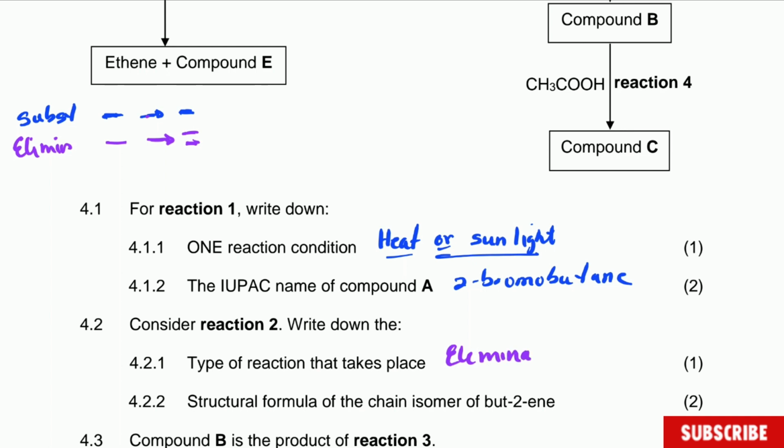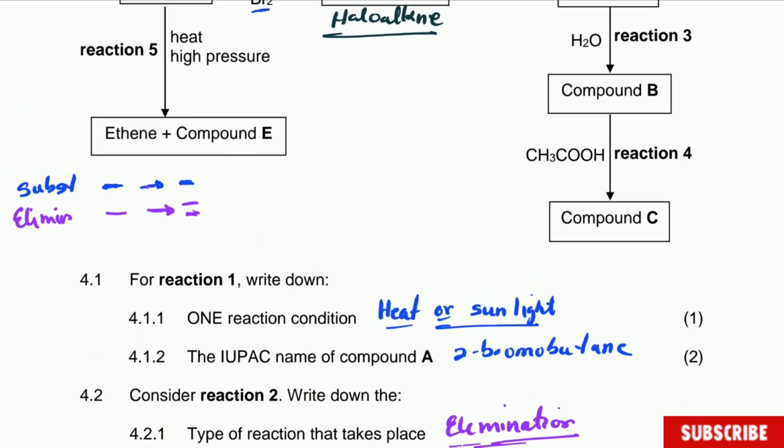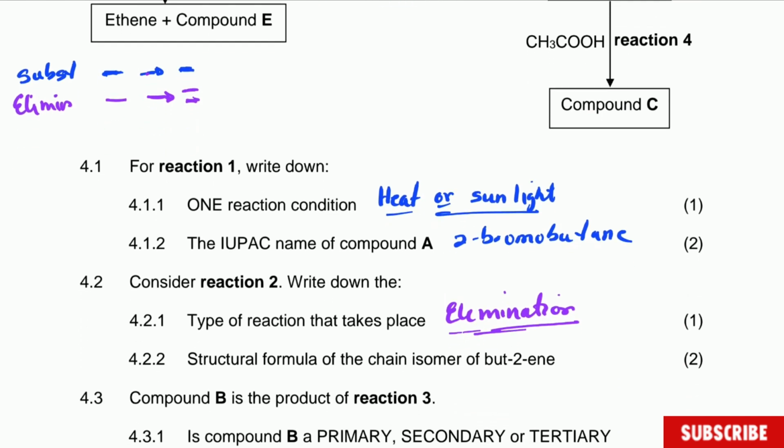Now, why am I not going to write dehydrohalogenation? Because for sure I know it's elimination, but I may get confused in terms of the hydrohalogenation. So I'm not going to write the type of elimination, but I'm going to write elimination so I can get that mark. Structural formula of the chain isomer of but-2-ene.